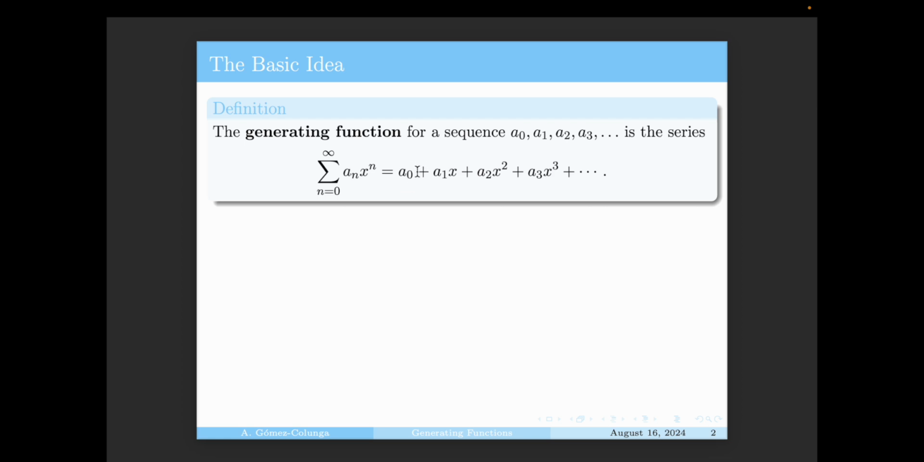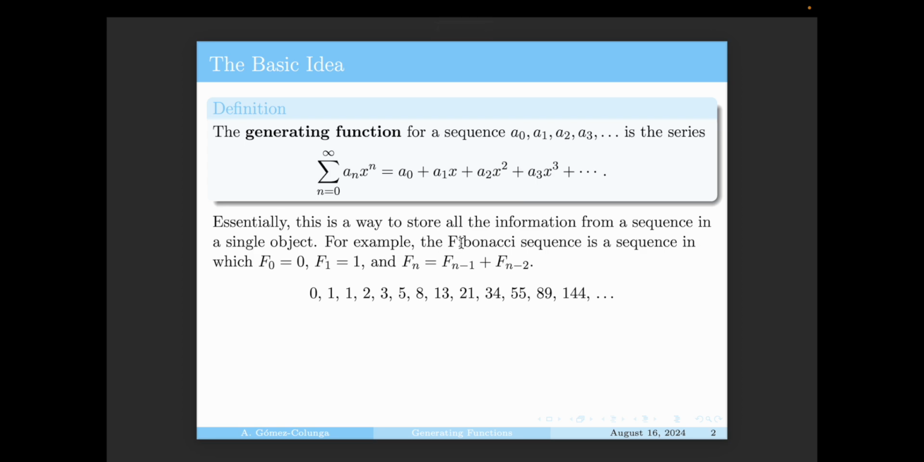So there is no x there, that's x to the power of 0. And it would continue on. So the ninth term of the series would be the coefficient of the ninth power of x. That is the number in front of x to the power of 9. Essentially, what this does is it stores all the information from a sequence into a single mathematical object. That is this infinite series.